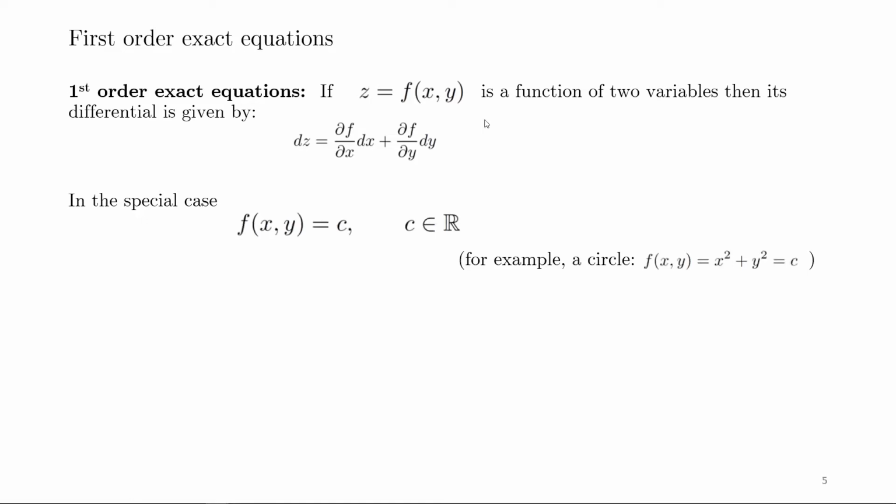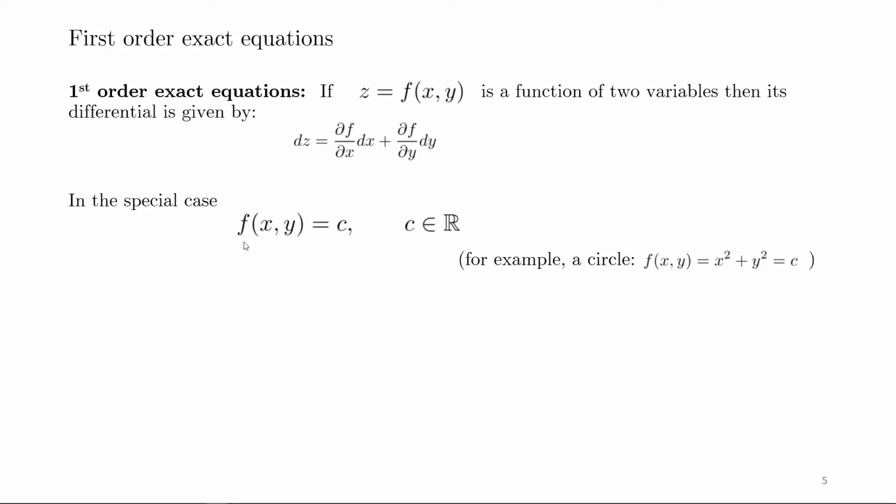Well, in the very special case that this function f of x, y is actually equal to a constant, for example a constant c where c is a real number. For example, a circle: you have the function f of x, y equals x squared plus y squared equals c. So c would be the square of the radius of the circle.